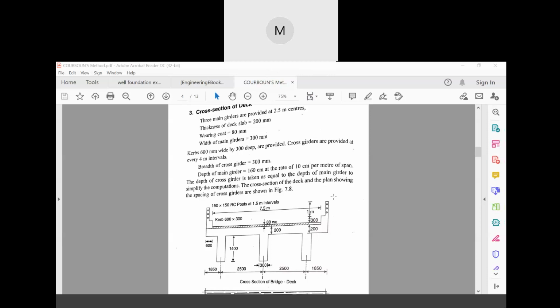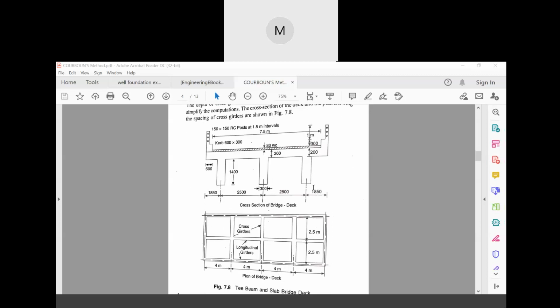Now the depth of main girder will be 160 centimeter, as a thumb rule of 10 centimeter per meter of span. Therefore, the span is given as 16 meter, so it will be 160 centimeter. These are certain thumb rules that we have to consider. Now the depth of cross girder is taken equal to the depth of main girder to simplify the computations.